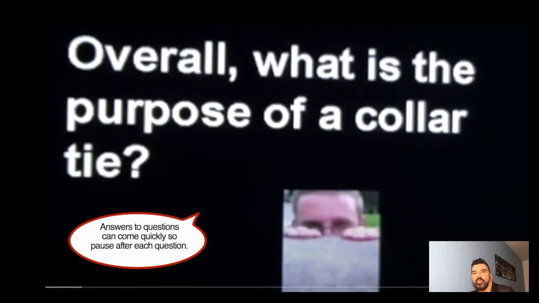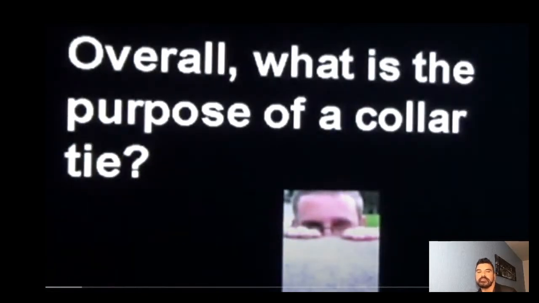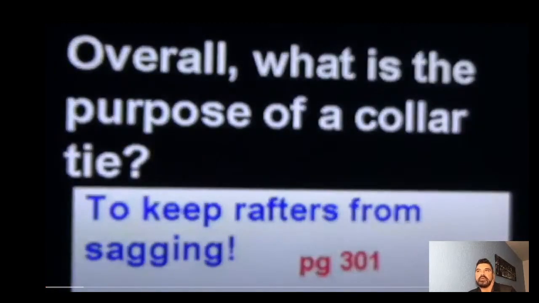So overall, what is the purpose of a collar tie? What's the purpose of a collar tie? So if you saw this as multiple choice, you want to pick sagging. You don't want to have the rafter sag, and it's the purpose of the collar tie. It's found on page 301. So to keep rafters from sagging is the optimal answer.